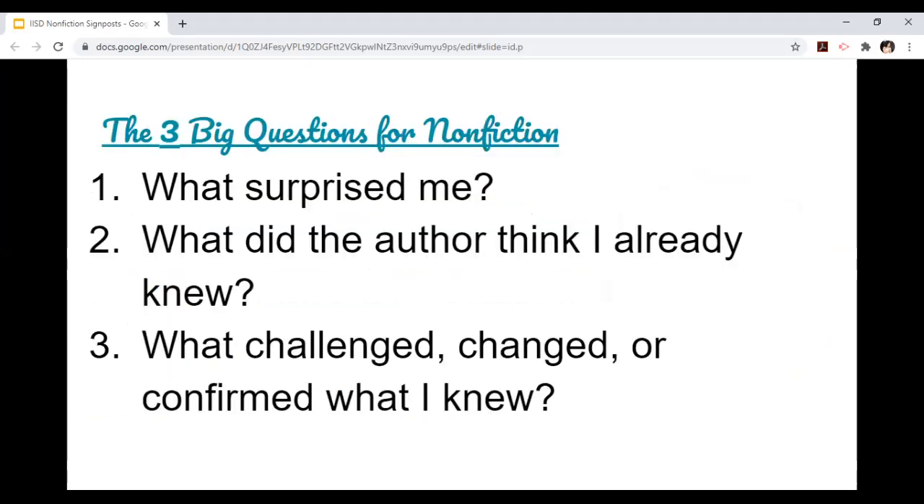Okay, so when we're reading nonfiction, there are three big questions that we should ask ourselves. What surprised me about the text? What did the author think I already knew? So remember, nonfiction is not just going to be stuff that's written recently, like the news. It's going to be some older stuff too. So a lot of times the author assumed that their audience knew certain things that we might not know today if it was written 100 years ago or 200 years ago, because the audiences of 1820 and 1920 were a lot different than the audiences of 2020. So what does the author assume that you already know?